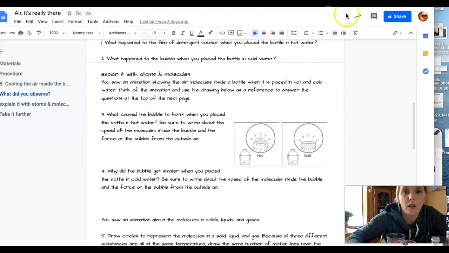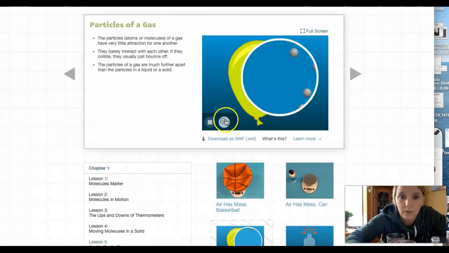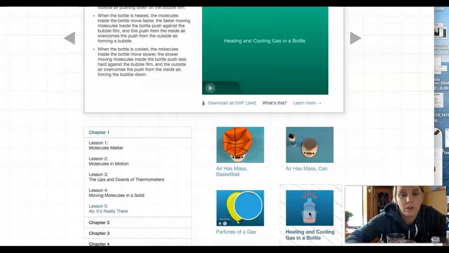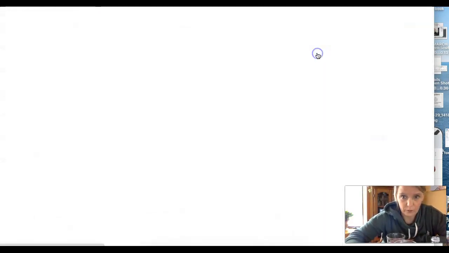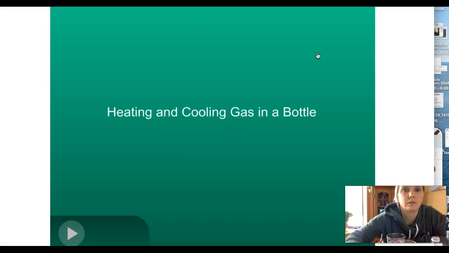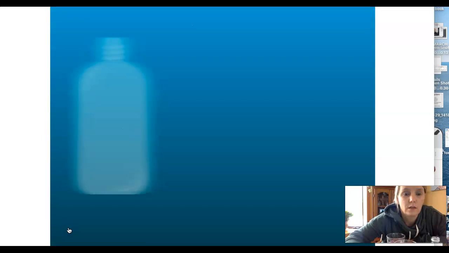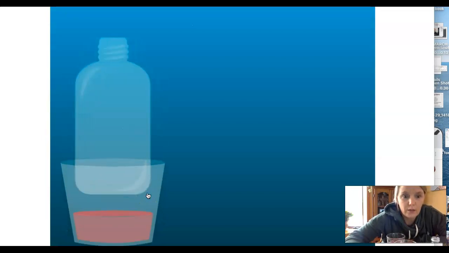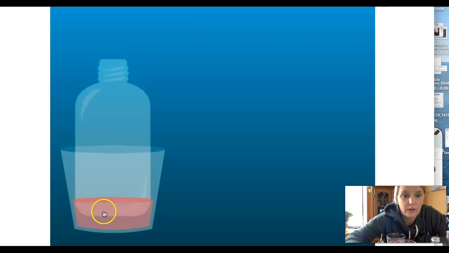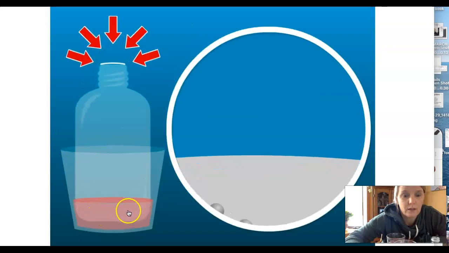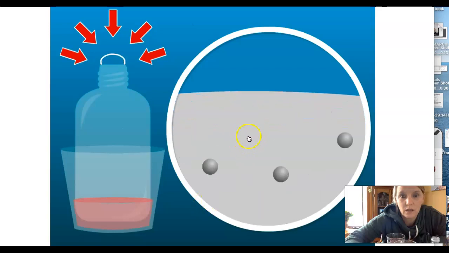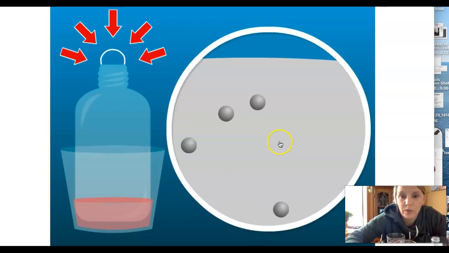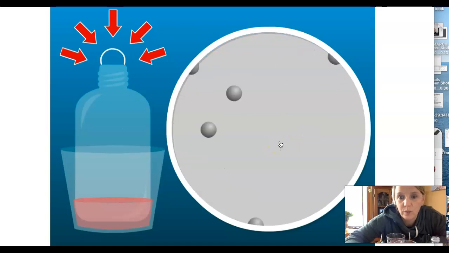First, we're going to watch a little animation of what we just did, okay? Put this on full screen. Heating and cooling gas in a bottle. Play this. A bottle here, putting it in hot water. They're signifying that this is hot because it's red. You can see these molecules are going absolutely berserk. They're zooming all over the place.